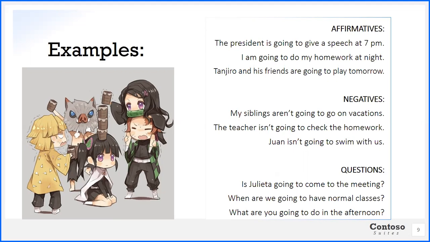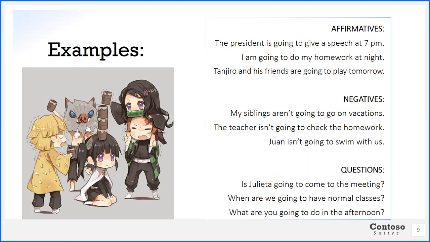We can also use it for negatives, in the case that somebody doesn't have a plan. For example, my siblings aren't going to go on vacations, so they don't have a plan. At least that's not their plan. They're not going to go on vacations. So that is our basic structure.